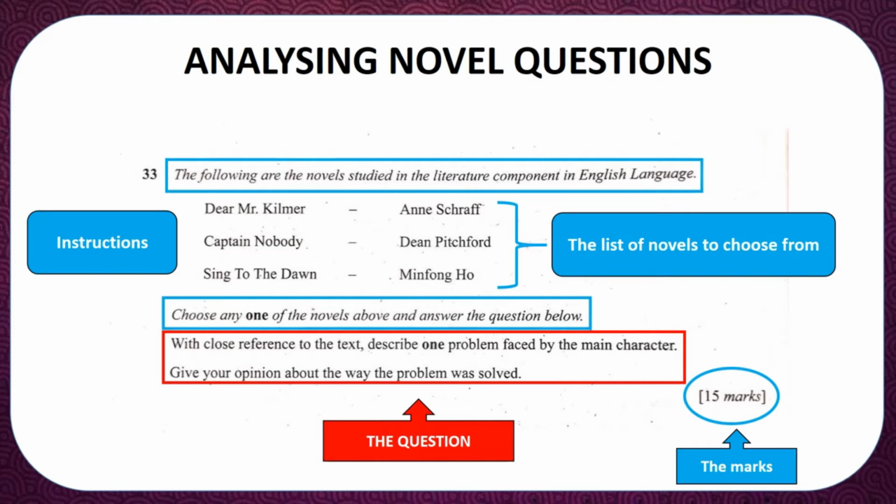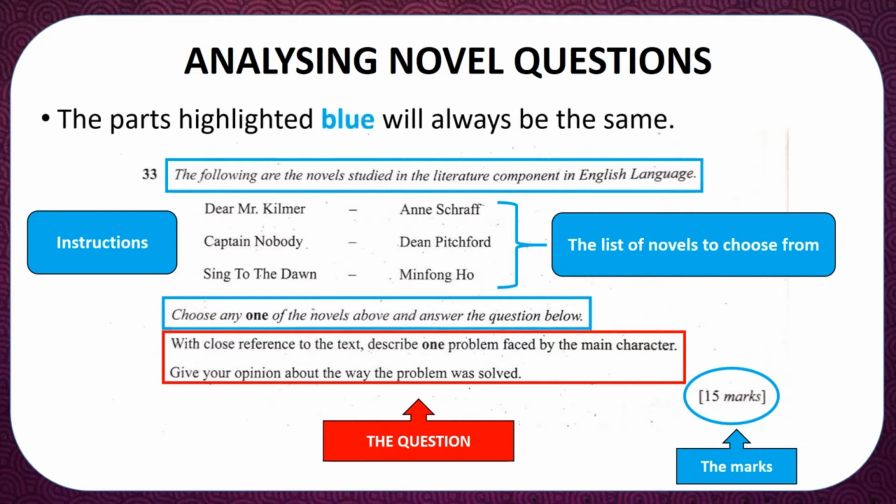So this is the question that we have seen earlier. The parts highlighted with blue will always be the same. They always look the same. They will never change. Doesn't matter which year, doesn't matter which novel question, these blue parts will always be the same. If you don't believe me, you can go and check the previous years. All the past years questions, they always look like this.